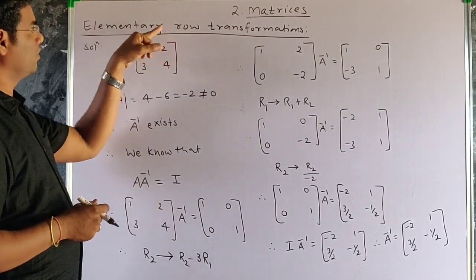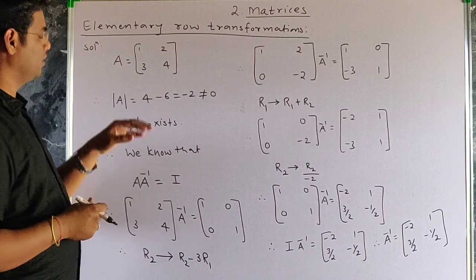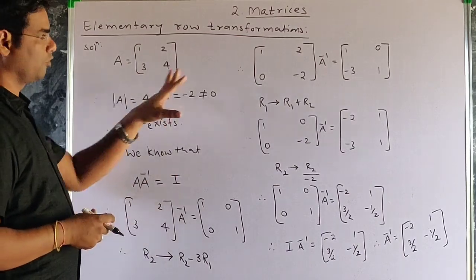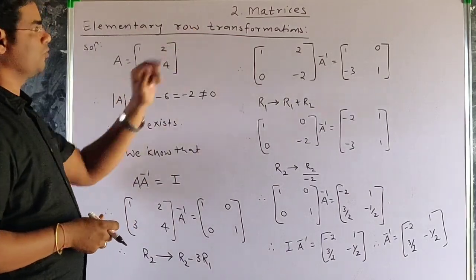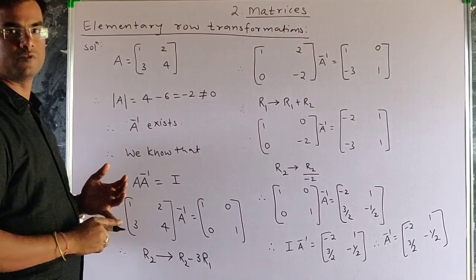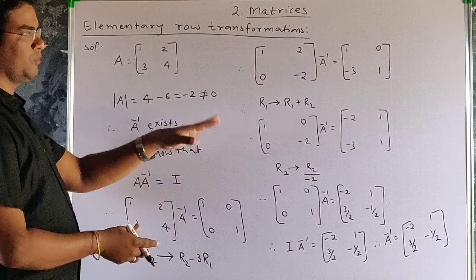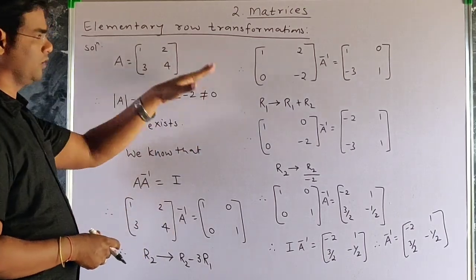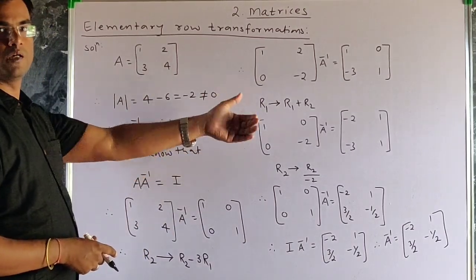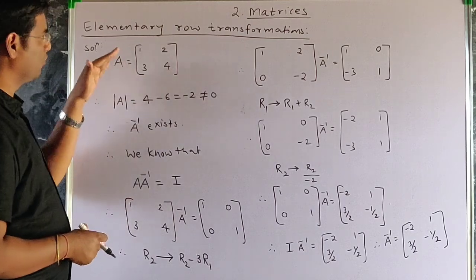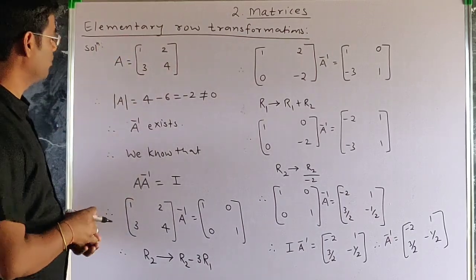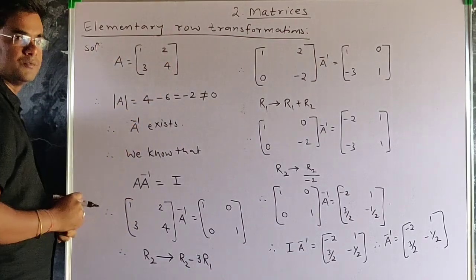Now if the phrase elementary row transformation is asked, then you compulsorily have to do row transformation. If elementary transformation is asked, then you can use either row transformation or column transformation. You cannot use both transformations simultaneously. Purely you have to do either row transformation or column transformation. Here we are finding the inverse of a matrix by using row transformation.